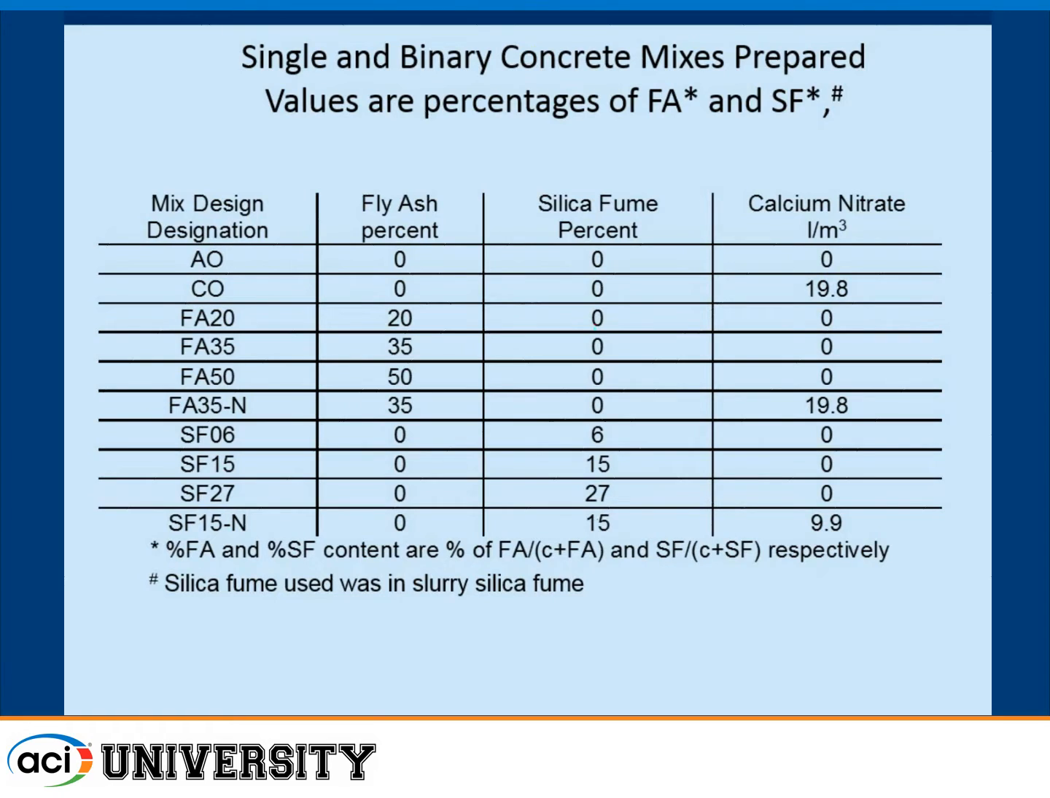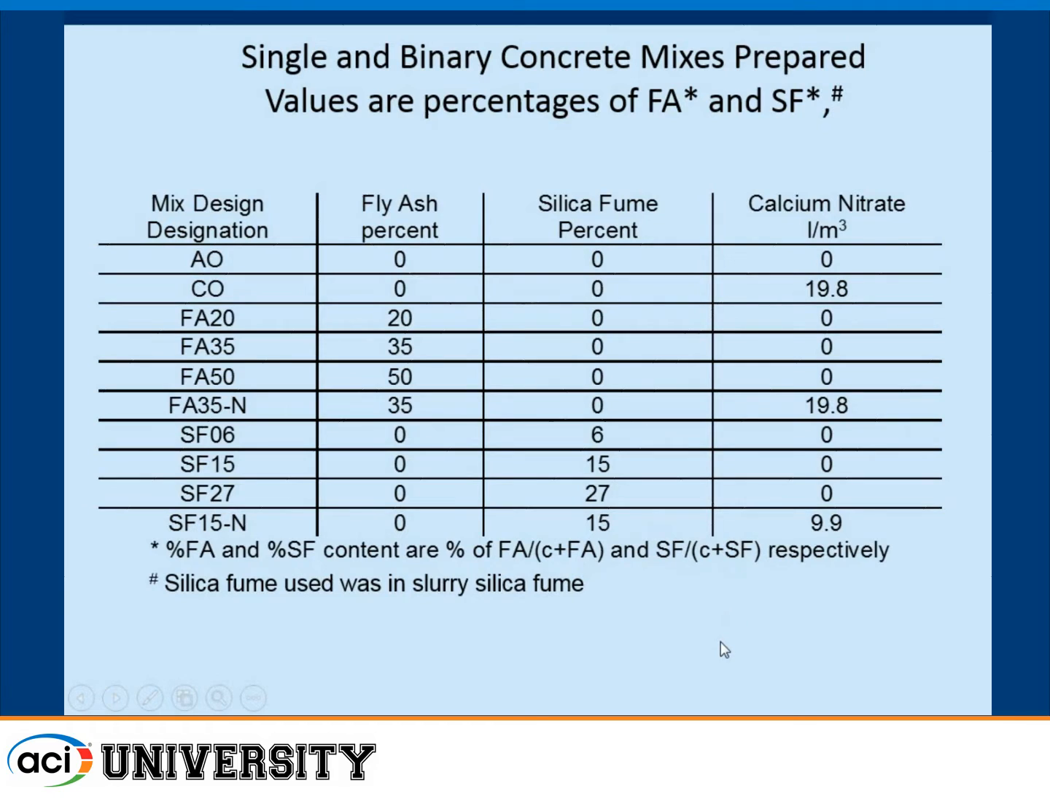Going directly into the type of mixes, there were two mixes that are identified here as AO and CO that contain no fly ash or silica fume, but the CO did contain calcium nitrite. And then there were four mixes that were prepared with 20%, 35%, 50%, and 35% with nitrite. And the way that we calculate percent of fly ash is by using this formula: the amount of fly ash divided by the total cement plus fly ash, and the silica fume similarly divided by cement plus silica fume.